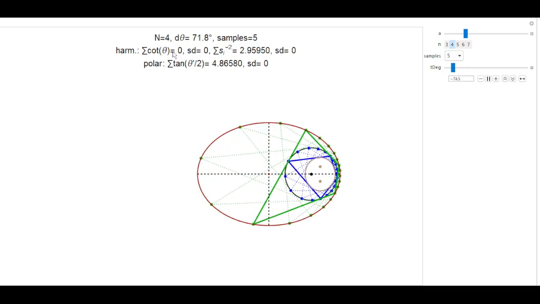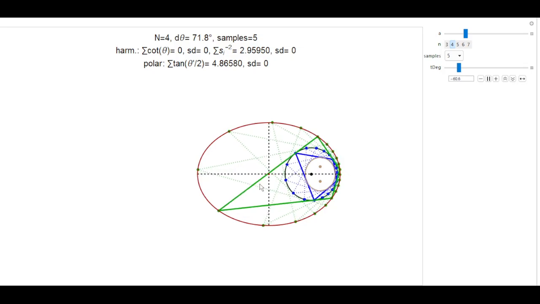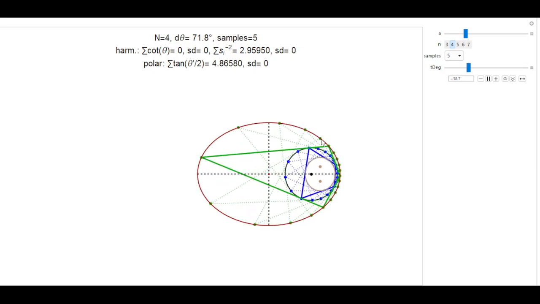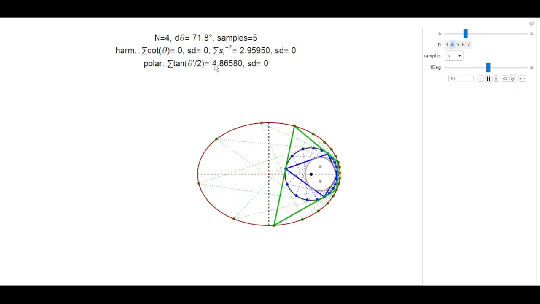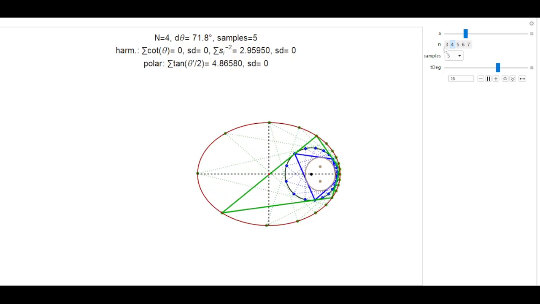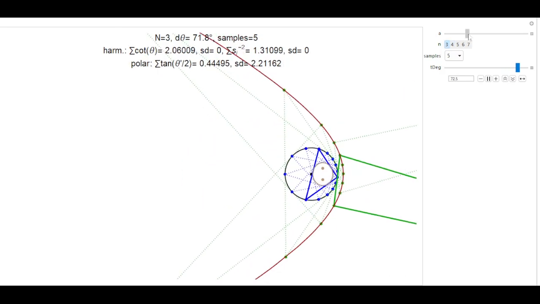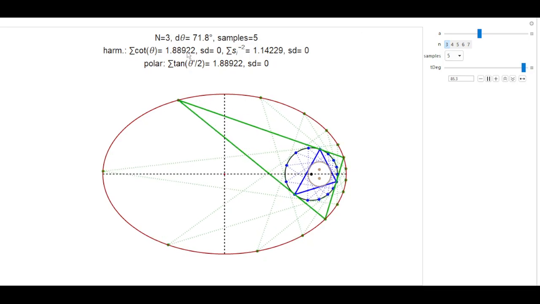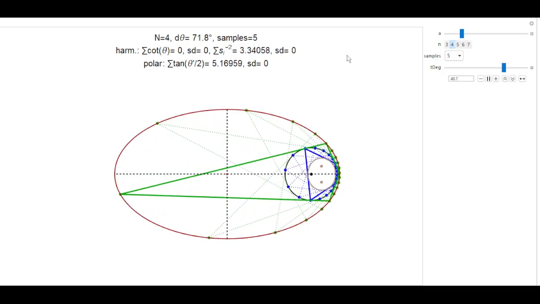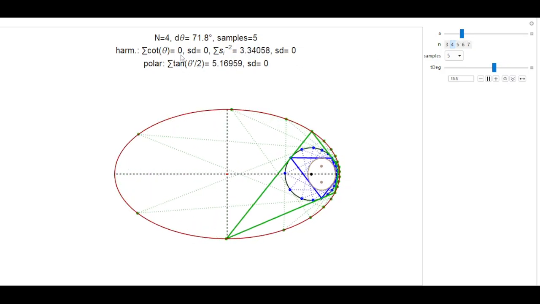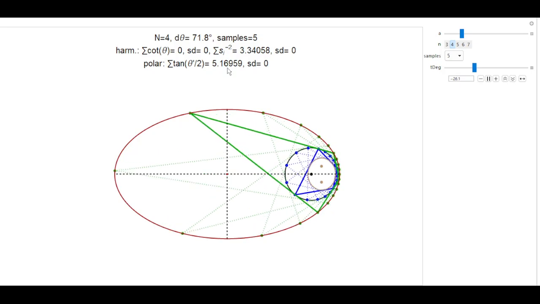Now you can see here that despite that, the outer, the green one, the polar, or if you want tangential, is also conserving the sum of half tangents, but now the values are different. Recall that for n equals 3, they were the same. Let me make that n equals 3 come back here to the screen. So for n equals 3, they were the same. What we're seeing is that for n equals 4, they are not the same. You got 0 for the sum of cotangents, and then you got some finite value for the sum of half tangents.